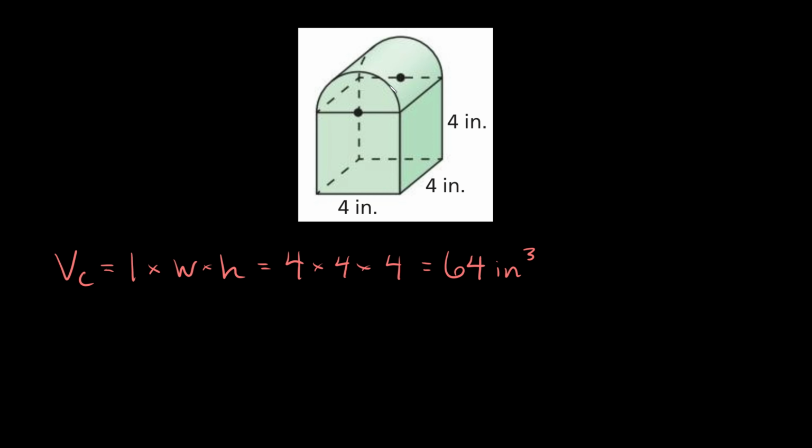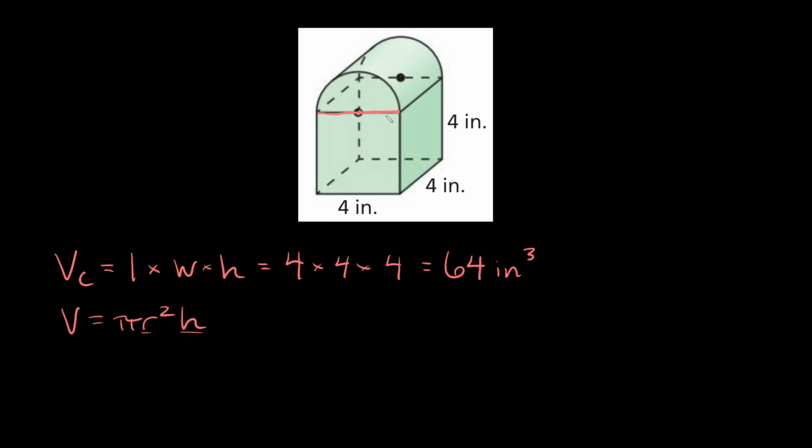Now let's find the volume of this half cylinder. So let's just start with the volume of a cylinder. That formula is equal to pi r squared times h, where r is the radius and h is the height. Okay, so what is the radius, right? What is this distance right here, the radius of this cylinder? Well, as you can see down here, it tells us that this full length is 4 inches, right? So that means this full length is also 4 inches.